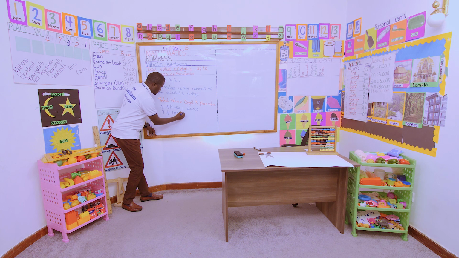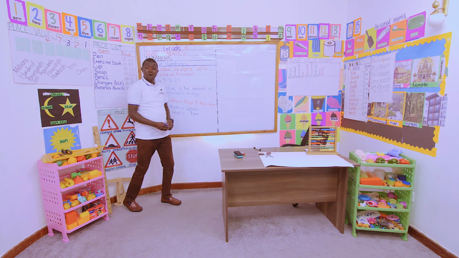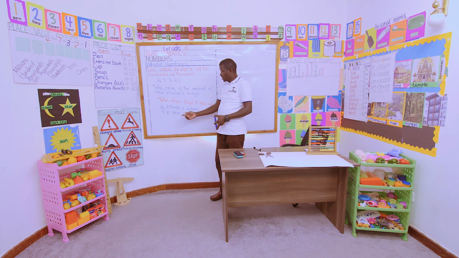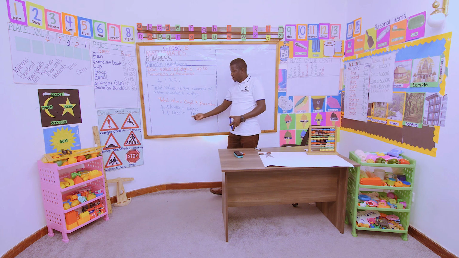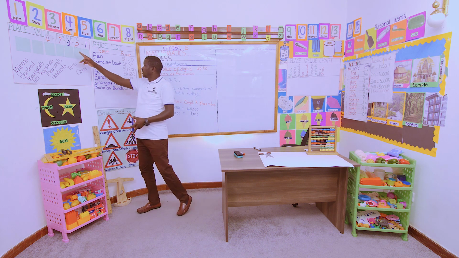And when you multiply by 1,000, what do you get? 7,000. We get 7,000. So 7,000 is the amount of value attached to digit 7. The amount of value attached to this digit 7 is 7,000. The next digit is digit number 3.